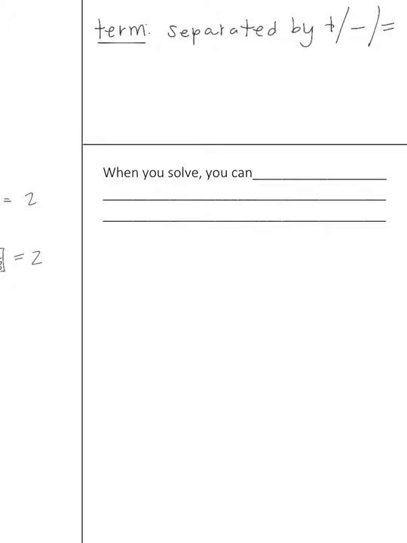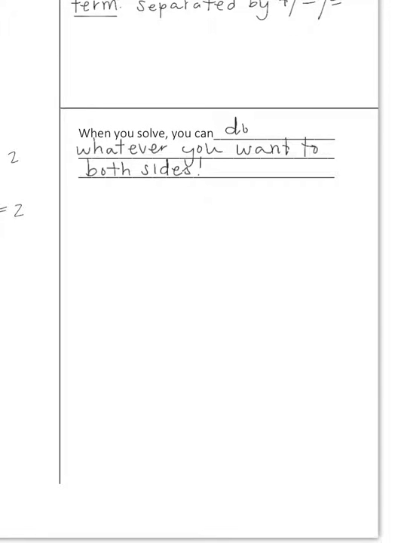Now, I want to tell you something that I want to remind you of all the time: when you solve, you can do whatever you want to both sides. Like literally, you can do whatever you want to both sides of an equation. You could multiply both sides by 50. You could times both sides by pi. You could divide both sides by 8.3. You can do whatever you want to both sides of an equation. But you need to just know how to do it correctly.